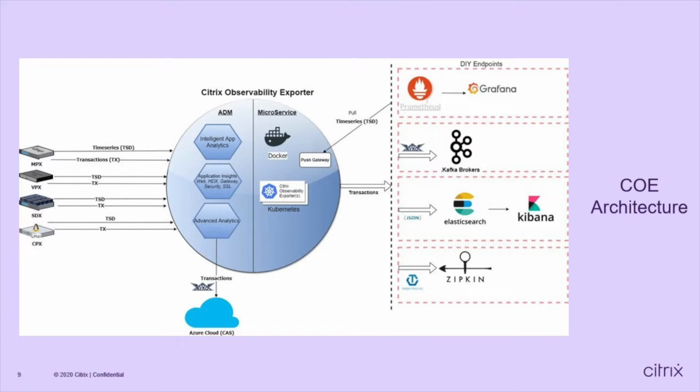Organizations that recognize how important application performance is to their business also face new challenges, particularly if they have embraced cloud-native technologies like containers, microservices, and Kubernetes. Citrix offers two flavors of deployment for observability. One is where we have it bundled in our Citrix Application Delivery Management system, which we call ADM.